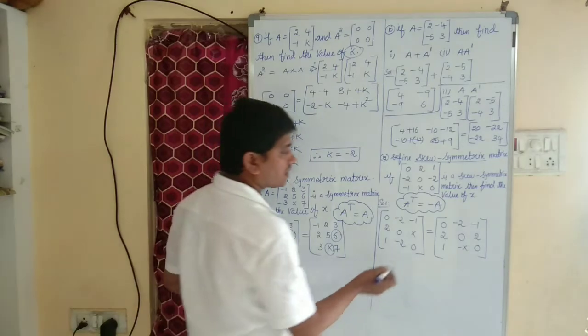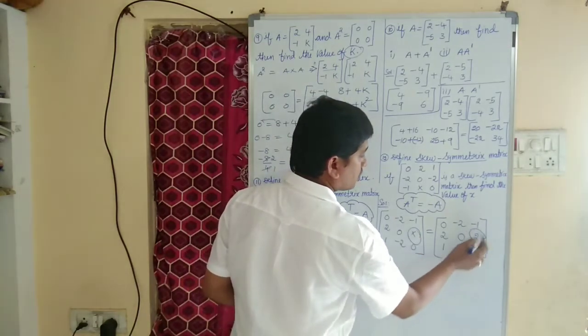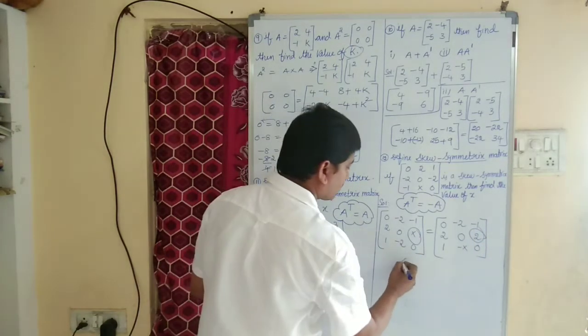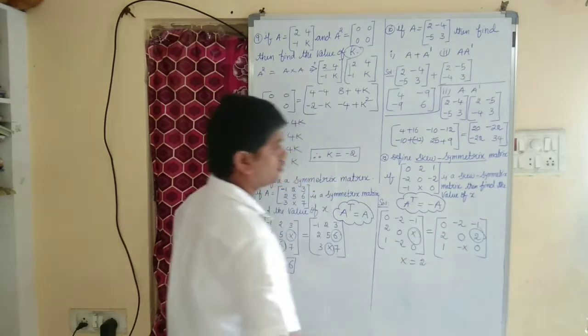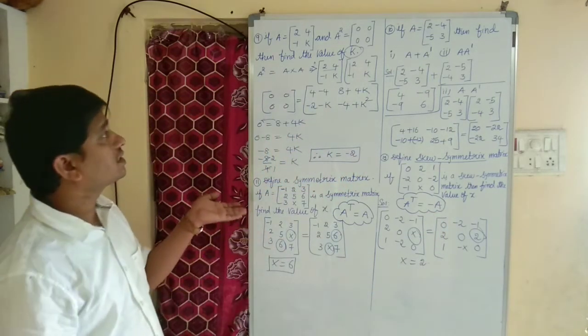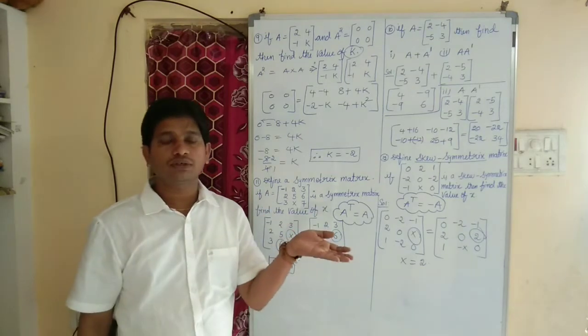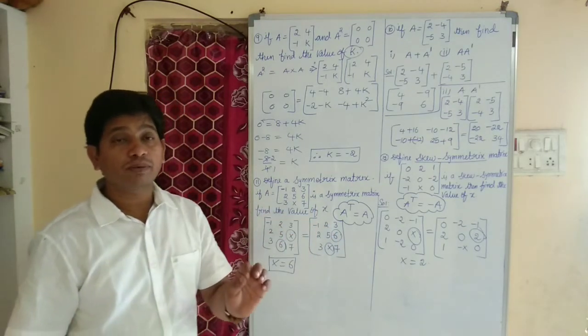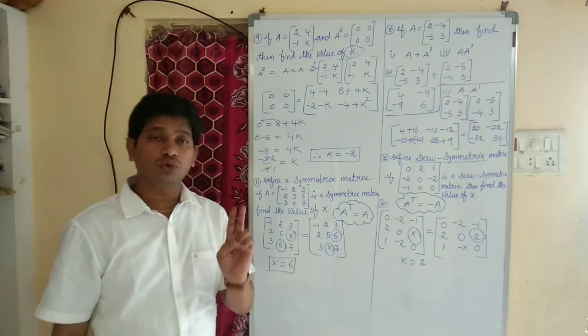Okay. Now the corresponding elements of x. Here x is 2, right? So what is the value of x? The value of x is 2. Okay. This method, I mean transposition, symmetric matrix and skew symmetric matrix, are the most important 2 mark questions.